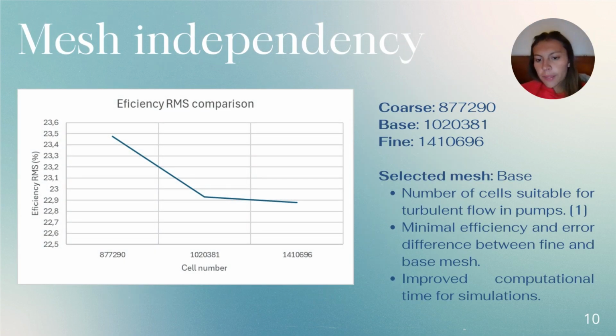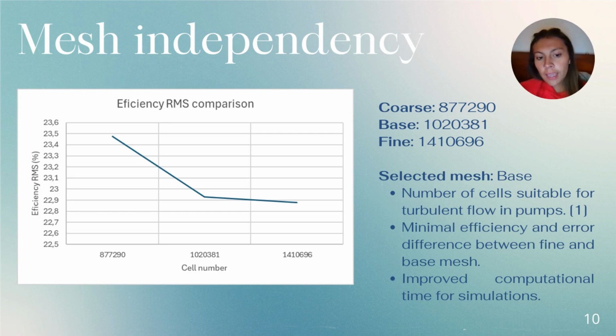For the mesh independency, we did three attempts, with coarse, base, and fine, with the values shown on the screen. For the selected mesh, we chose the base, because of three reasons. First, the number of cells is suitable for turbulent flows in pumps, which is the case. Second, there is a minimal efficiency and error difference between fine and base mesh.